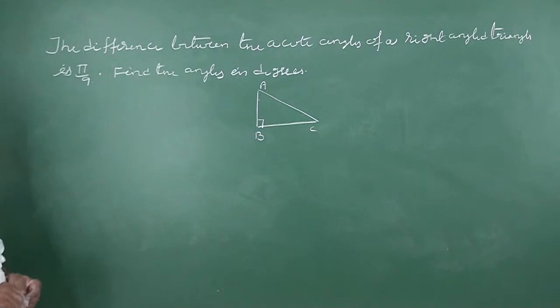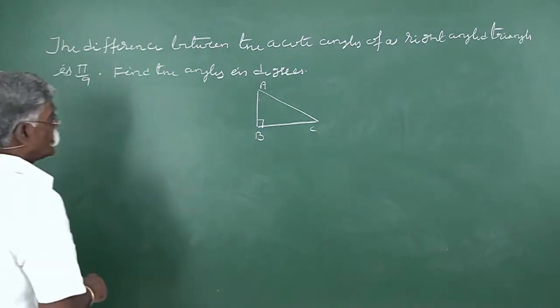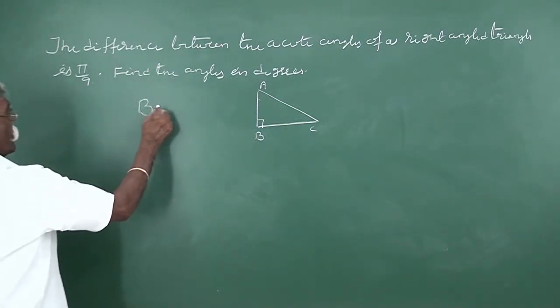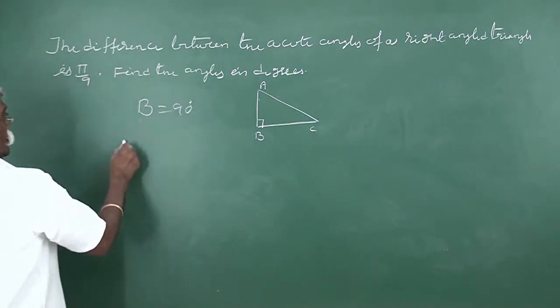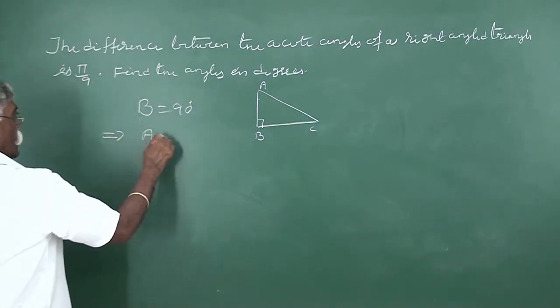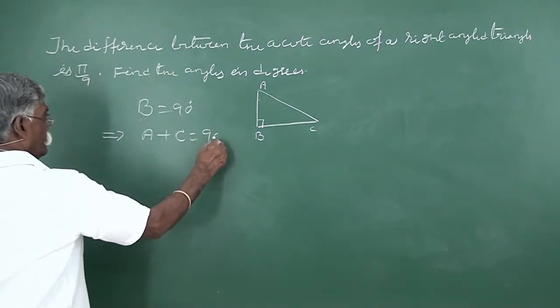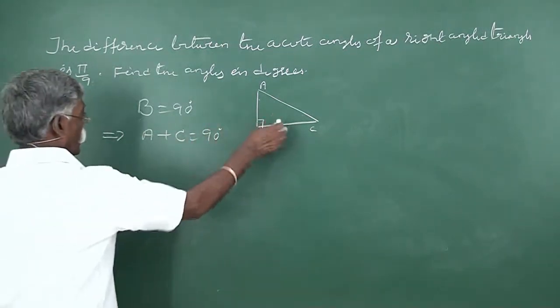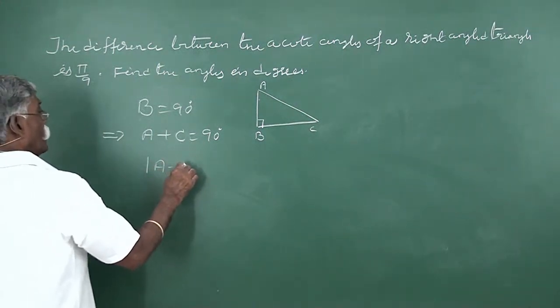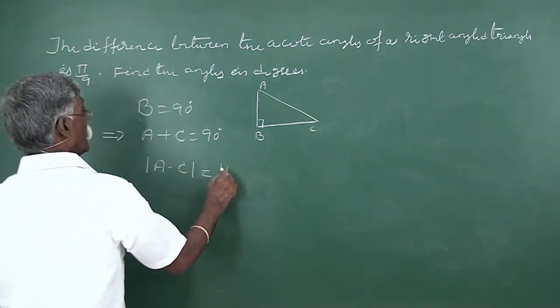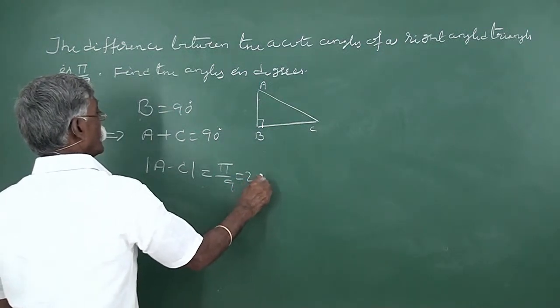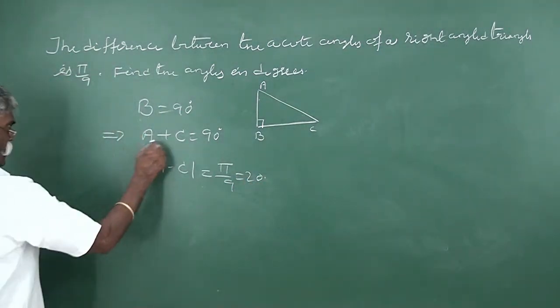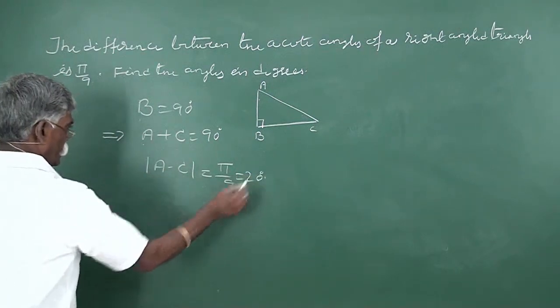So we are asked to find the angles in sexagesimal system. Since this is a right angle triangle, B is equal to 90. So this implies A plus C is equal to 90. But it is given that the difference of the acute angles, that means A and C, modulus of A minus C, is pi by 9, which is 20 degrees. So A plus C is 90, A minus C is 20 degrees.